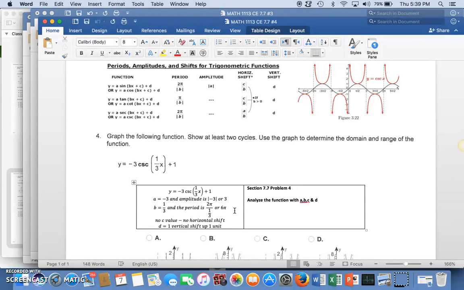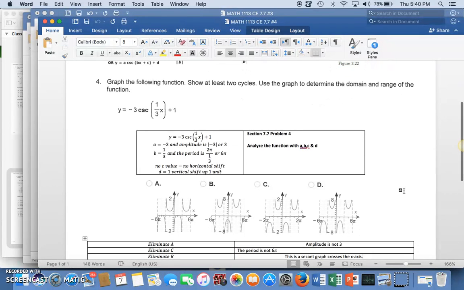There is no C, which is a horizontal shift. Horizontal shifts are in the next section. And D is up 1, that's a vertical shift. So it's going to shift up. So instead of it rotating around 0, like the basic does here, it will more or less flip up and down around 1.